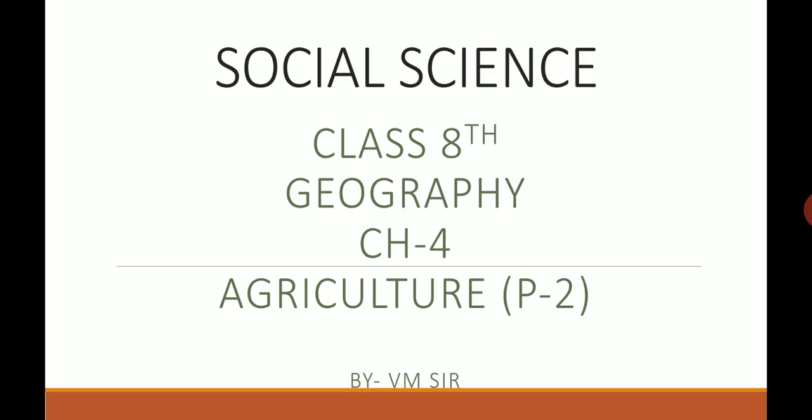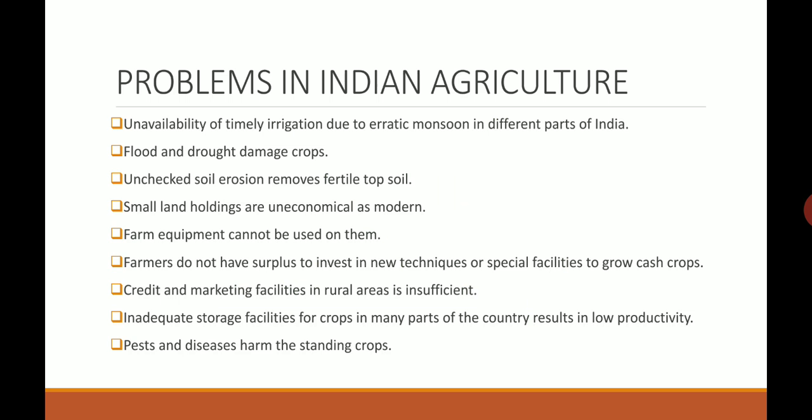So, let's continue part 2 of chapter 4 of geography, named agriculture. In this part, we will study the problems in agriculture in India, what were the various agriculture reforms, and what are the types of farming. Okay, so without any delay, let's begin with this chapter, part 2. Now we will discuss the various problems being faced in Indian agriculture. There are many, we'll discuss a few of them.